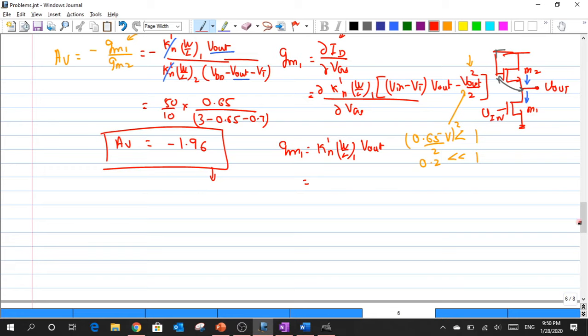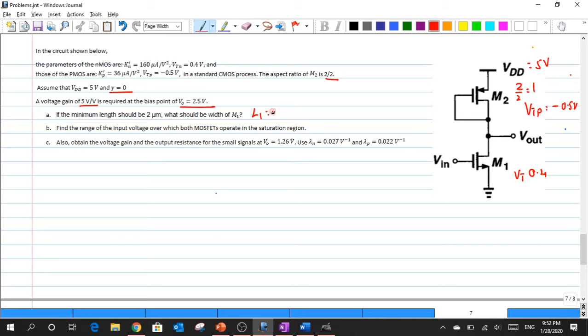So let us try to solve this. The very first question being asked is to compute the width of the M1 transistor, provided the minimum length of my M1 transistor is 2 micrometer. Since nothing specific about lambda is given, I'm also going to assume that the lambdas for both these transistors, for part A and part B, are equal to 0. So please make a note of that.